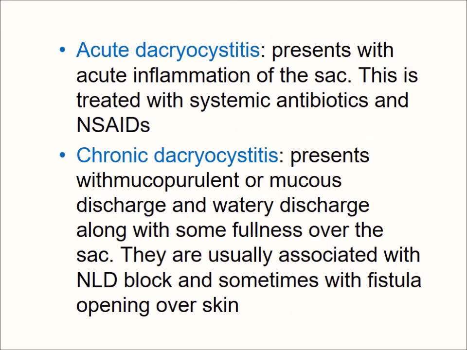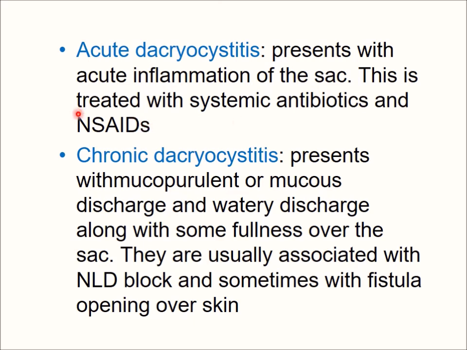Acute dacryocystitis usually presents with inflammation of the sac. So all the symptoms and signs of inflammation are present in cases of acute dacryocystitis, and this is treated with systemic antibiotics, as many a time this is because of bacterial infection like Streptococcus and Staphylococcus. So sensitive systemic antibiotics are very effective, and along with this we can give NSAIDs.